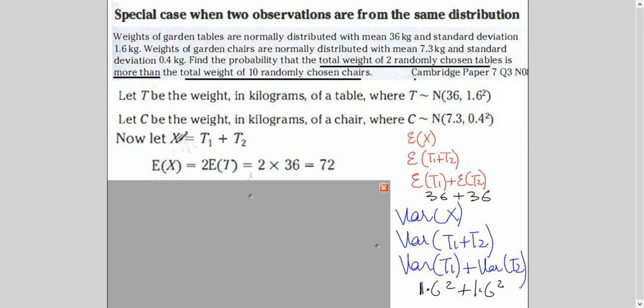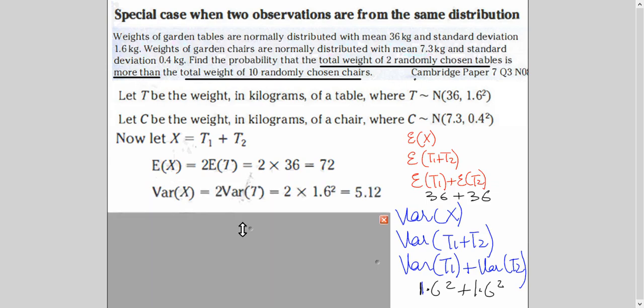Similarly, you have to find the variance of X also, which is representing the two tables you have picked up. Now, the variance of two tables, meaning T1 plus T2, means you have to add up their variances. So this can be written as 2 times 1.6 squared. I have written all these steps just to explain how we are getting this. Students usually think why we are not squaring 2, because of the formula we have seen in video 1.